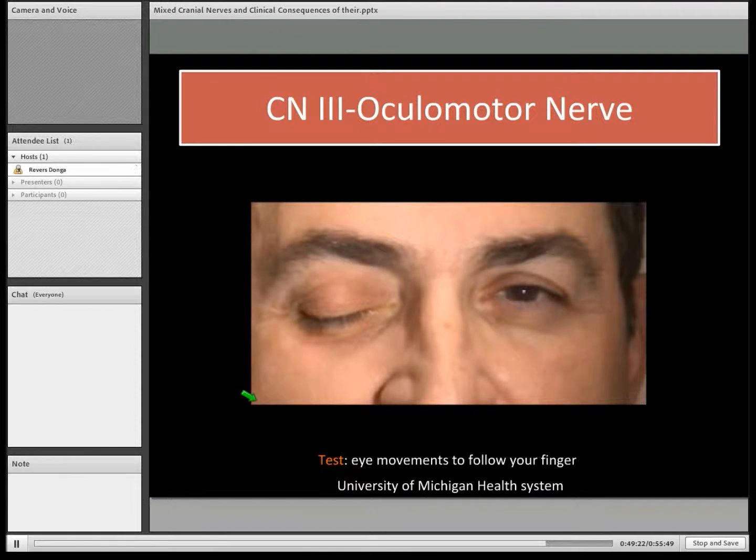You can test for this with the gag reflex. Again, it's important to note that this is absent in a healthy proportion of adults, as well as testing for speech and testing for deviation of the uvula, which you can see here is clearly to the patient's right.